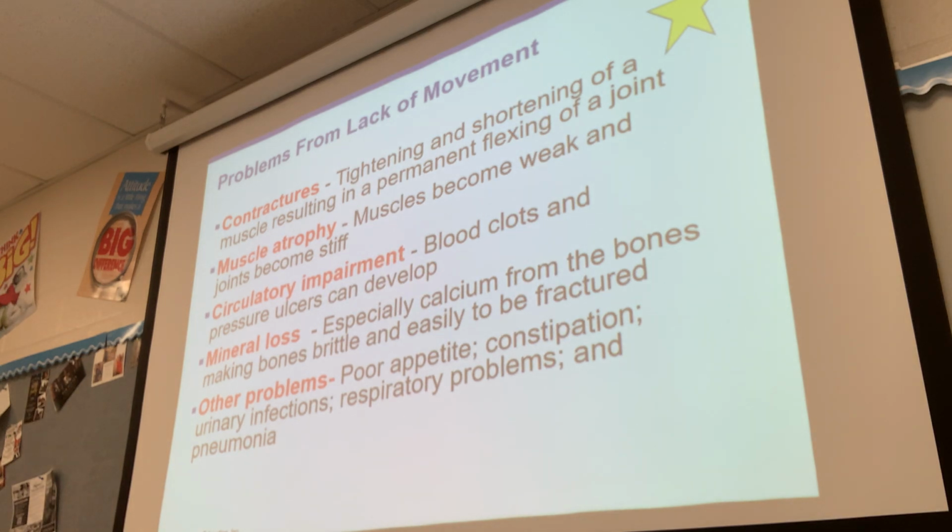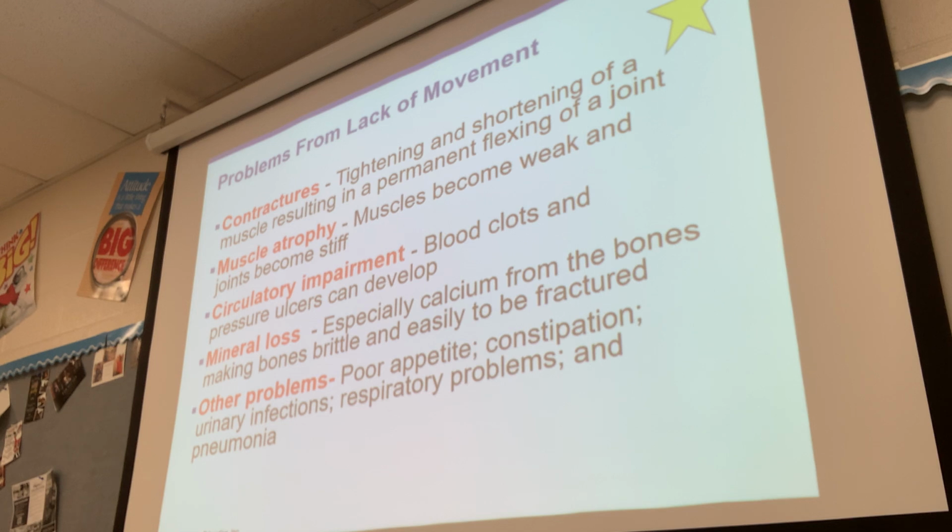All right, other problems from lack of movement. If you don't move your body, you get what are called contractures, which are tightening and shortening of the muscles. If you don't move your body enough, these can cause permanent flexing of a joint. My grandfather, growing up, I loved my grandfather, he's amazing, but he had a finger that was always kind of bent, and he loved showing it off, and he talked about how he could never straighten it. That would be an example of a contracture. The tendons and the muscles in that finger were tightened, and without surgery, he couldn't physically straighten it.